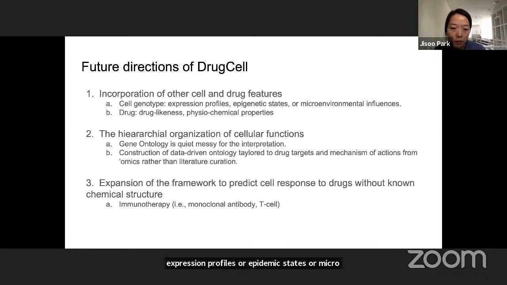And definitely secondly, we can think about improving the hierarchy of the cell functions embedded in DrugCell to make the interpretation more seamless and more biologically meaningful. Lastly, DrugCell can only learn for the drugs with known chemical structures, but the framework can be adapted and modified to learn about therapies without known chemical structure as well. But that's going to be more of a longer term open question.